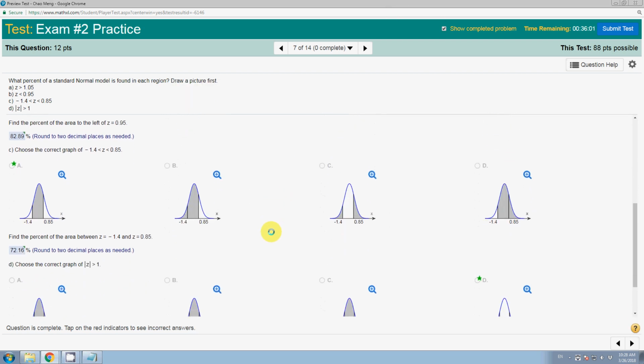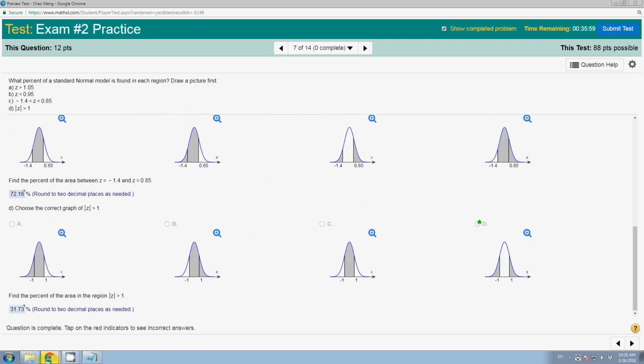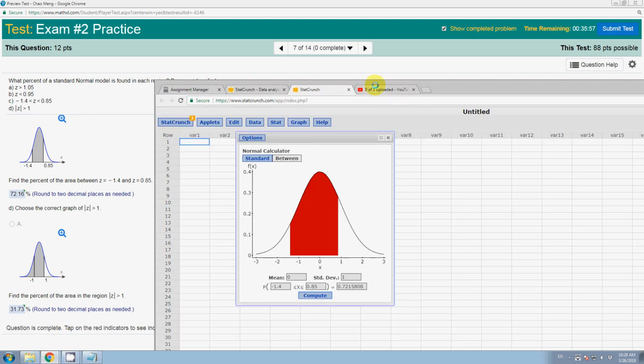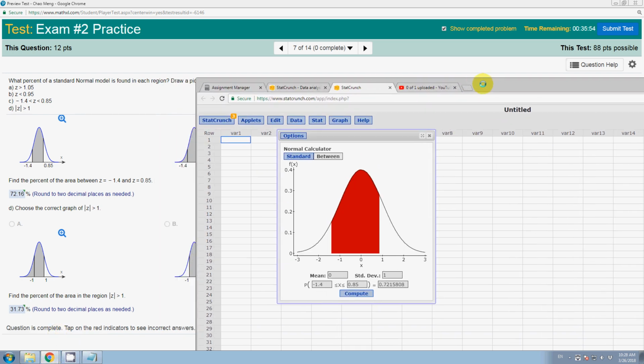Let's go down, and the last one, absolute value of z. So we have to do some manipulation before putting the numbers in the calculator. So absolute value of z is greater than 1. That means it could be z is greater than 1 or z is less than negative 1. Those are the 2 scenarios that make absolute value of z greater than 1.